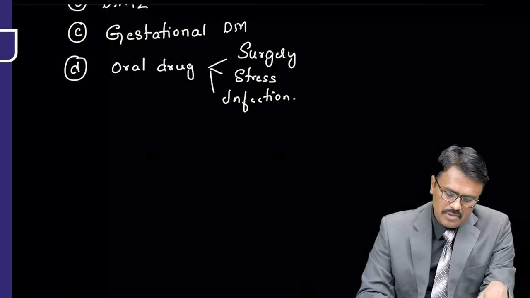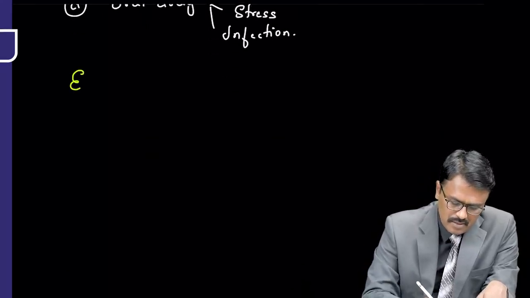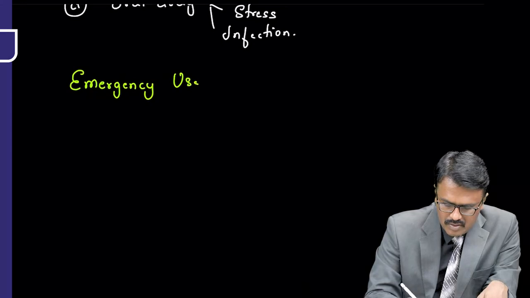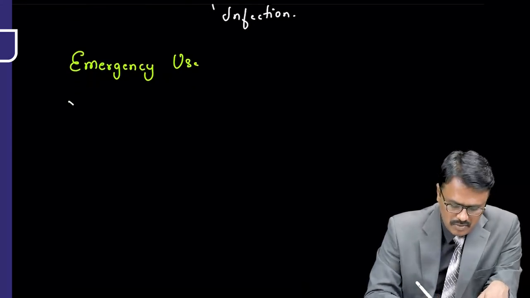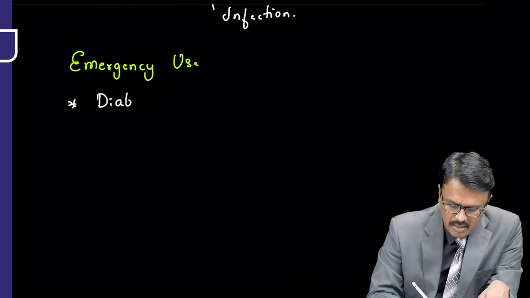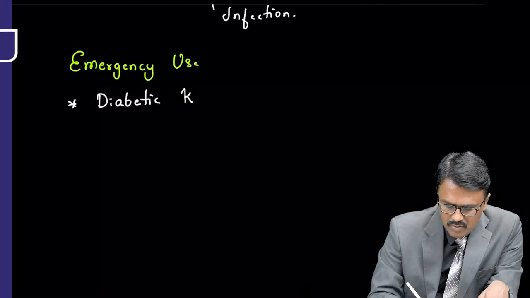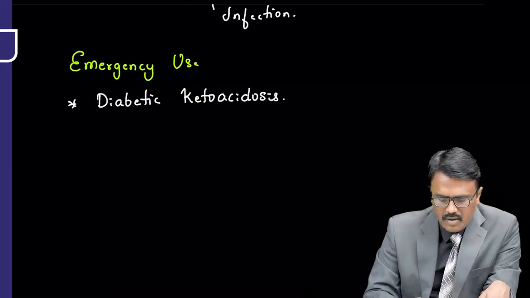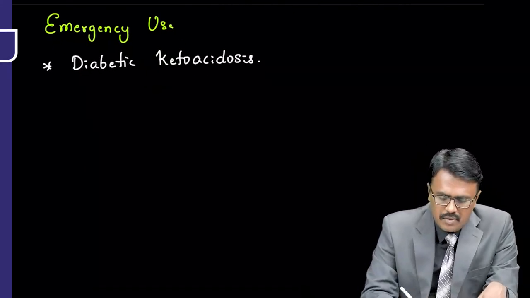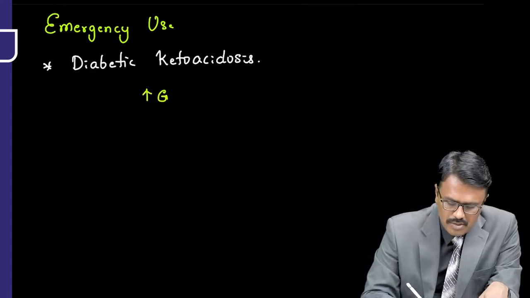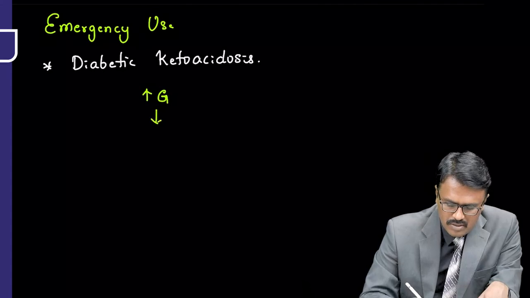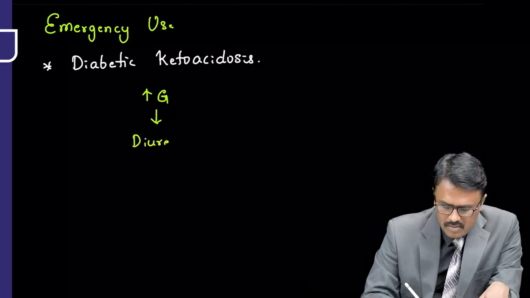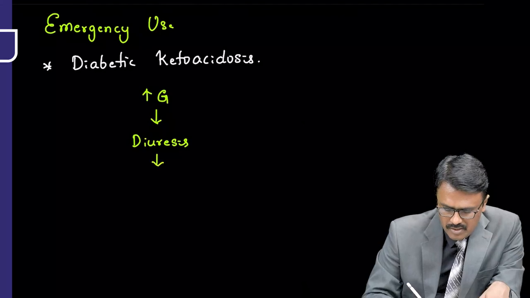Now what are the emergency uses of insulin? So let me write like this. Emergency use. So the emergency use of insulin is in a condition called diabetic ketoacidosis. Now, as the name tells you, in diabetic ketoacidosis the glucose is very high in the circulation. When the glucose is very high, it comes into the kidney and patient will have osmotic diuresis.